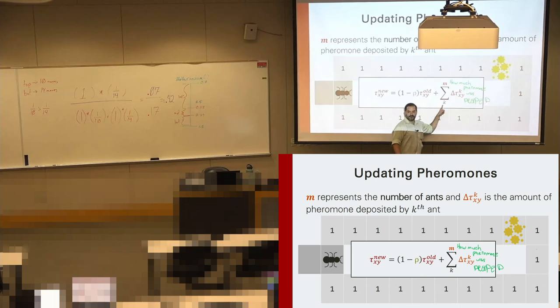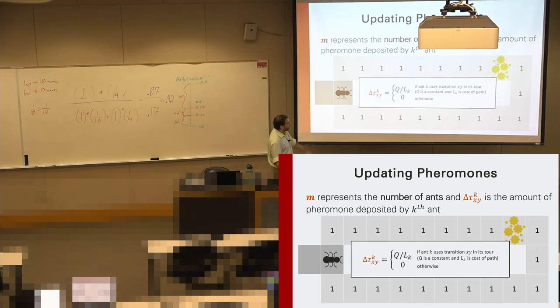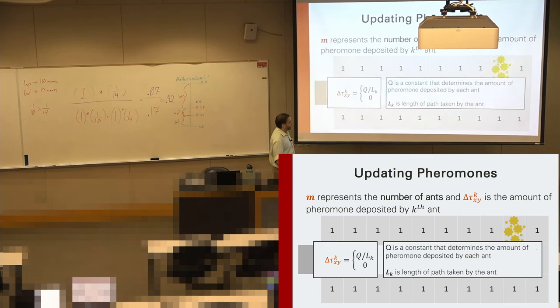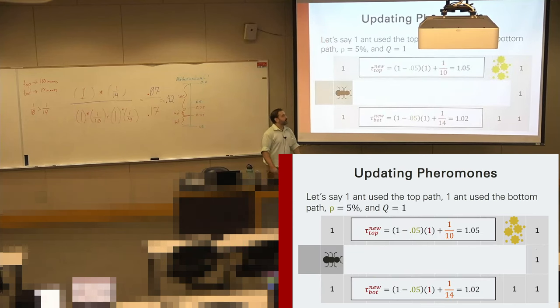let's sum up how many ants and how much pheromone each ant had dropped, right? That's where we're getting this. So we plug that in. That's me explaining it more. And what will happen? Well, let's look at plugging in those numbers specifically. Right now, I only have one ant going the top way and the bottom way. So technically, there's two ants working right now. One took the top, one took the bottom.